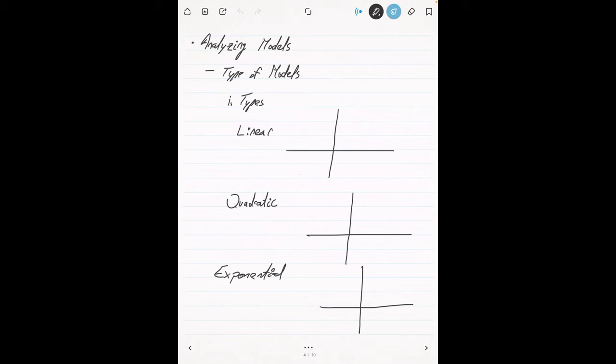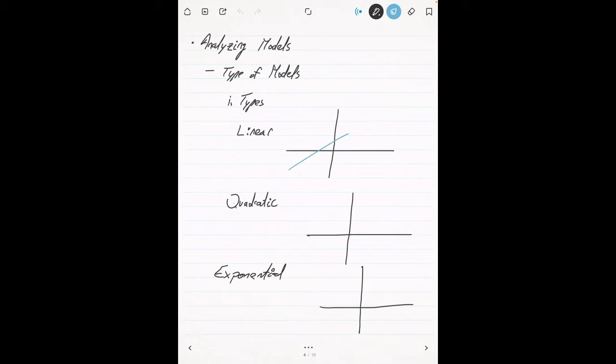Now, when you're working with these different types of models, you really need to keep in mind what the parent functions are, because that's going to tell you what the shape you're trying to get is. What I mean by that is, when you look at a scatter plot, you have to kind of say to yourself, well, is the data following a straight line? Is it a curved line? If it's curved, what way is it curved? Is it curved exponentially or is it curved quadratically? So we need to keep in mind what the general shapes of these functions are.